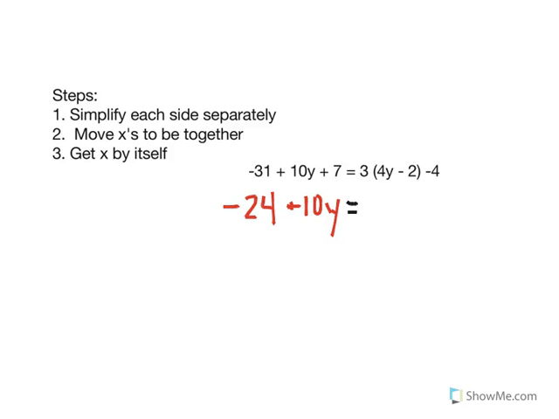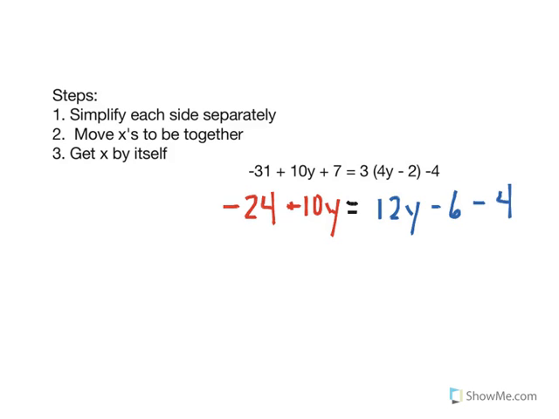Now I'm going to go to the right-hand side. I'm going to do it in blue, and I'm going to deal with this part over here and cleaning this up. I have this 3 that wants to distribute inside the parentheses, giving me a 12y and a negative 6, and then I have this negative 4 hanging out outside the parentheses.